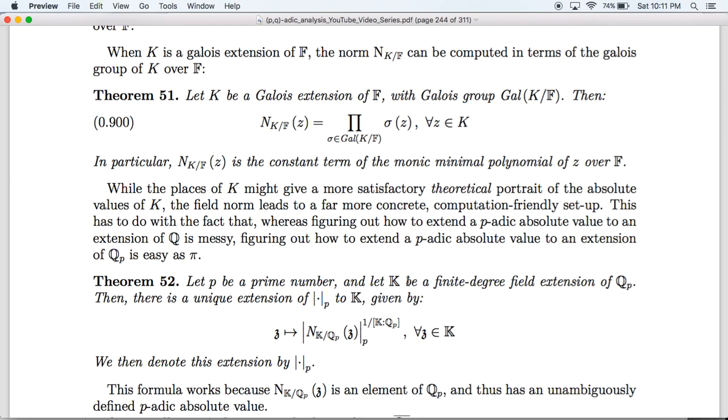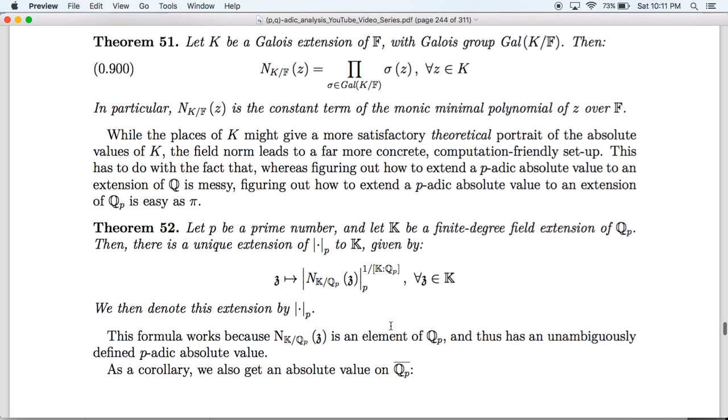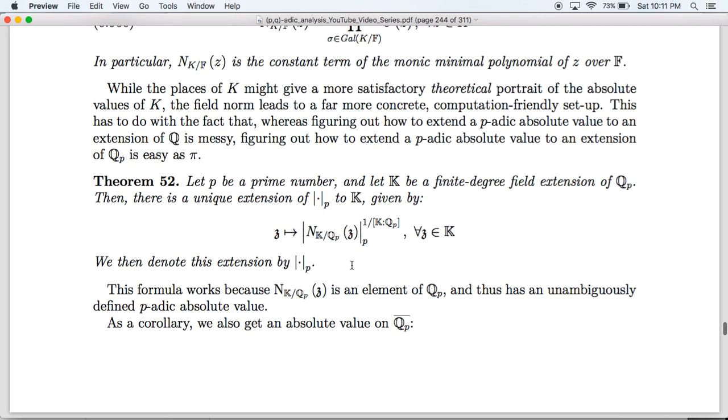Then there is a unique extension of the p-adic absolute value to K, and it's given by: you take the norm of z from K over Q_p, which is going to be a p-adic rational number, so we can take its p-adic absolute value, and then we take the root, where the root is the degree. This formula works because, since z is already an element of K, the norm is going to descend to an element of Q_p, and as an element of Q_p it has an unambiguously defined p-adic absolute value.